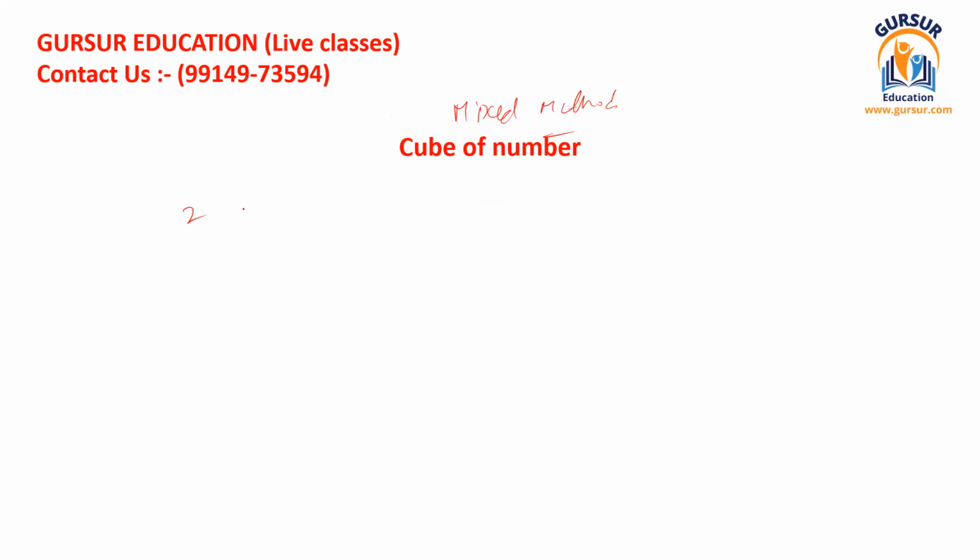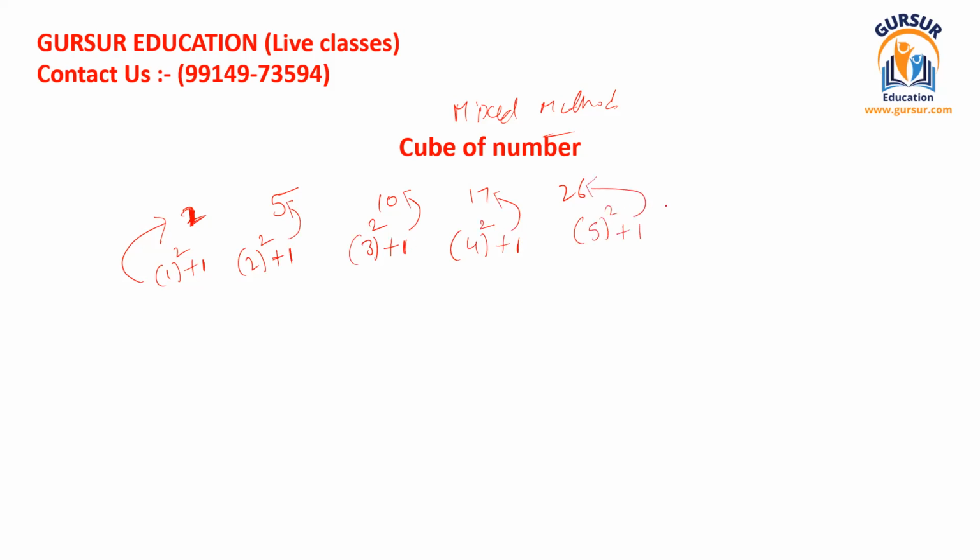See this series. This is 2. And this is 5. 5 is given here. 10 is given here. Here is given 17. And here is given 26. So in this way the series has been given, how you shall solve this series? Suppose here was 2. When you make the square of 1 and add 1 to that, you get 2. In the same way, when you make square of 2 and add 1 to that, you get 5. When you make square of 3 and add 1, you get 10. When you make square of 4 and add 1, you get 17. And when you make square of 5 and just add 1, you get 26. In the same way, the series goes on.